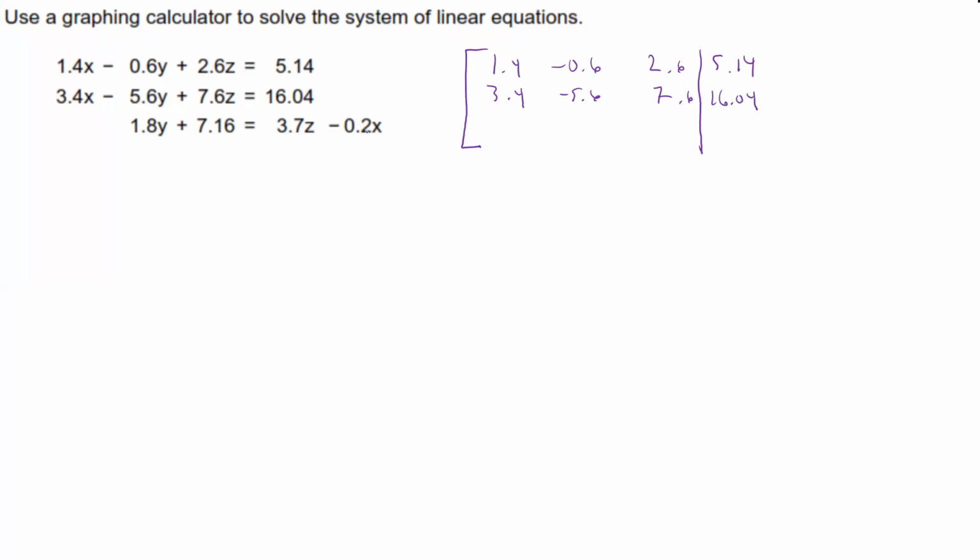Now, the 2 goes over here, so that's going to be a 0.2. The y is already here, so that's a 1.8. 3.7 comes over, so that's a minus 3.7. And now the 7.16 comes over here, so that's a negative 7.16. So, in theory, that should be what we have to type into our calculator if I wrote everything down correctly.